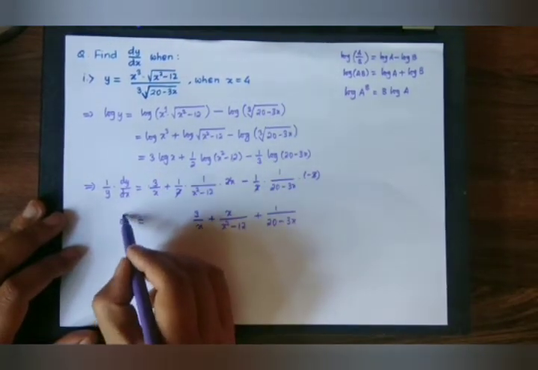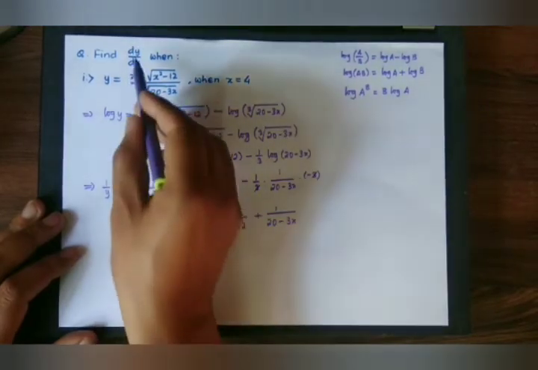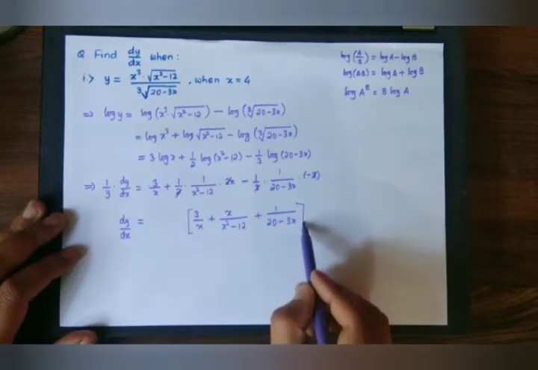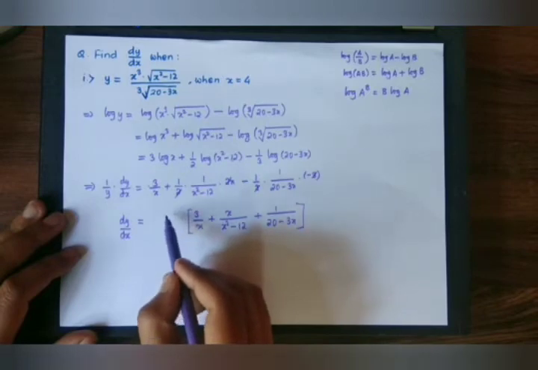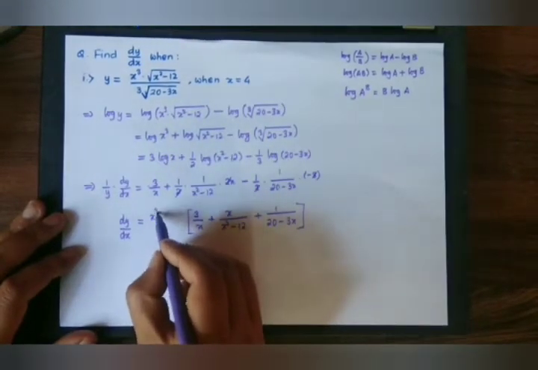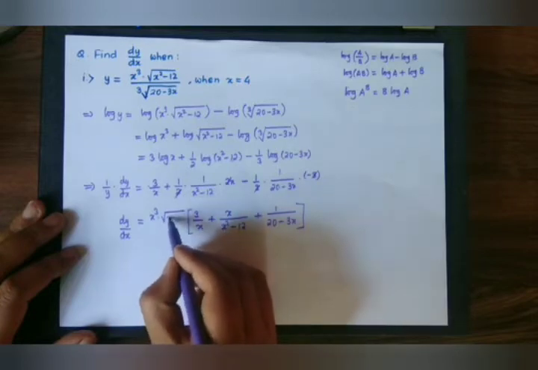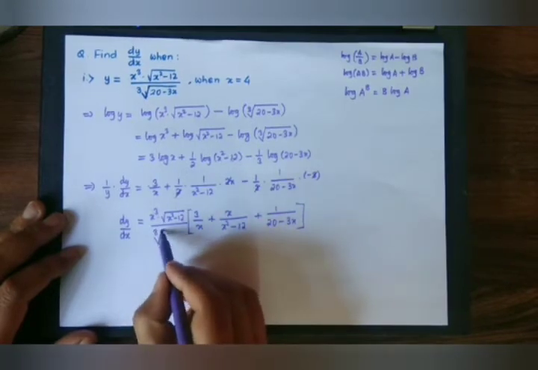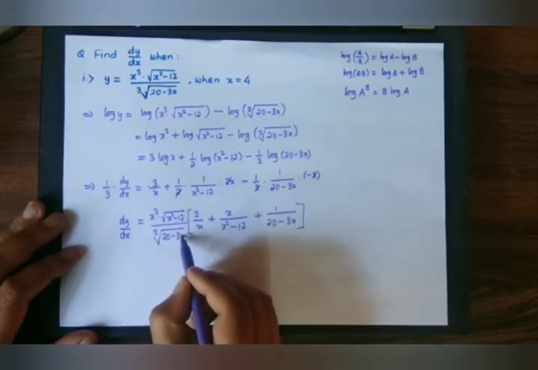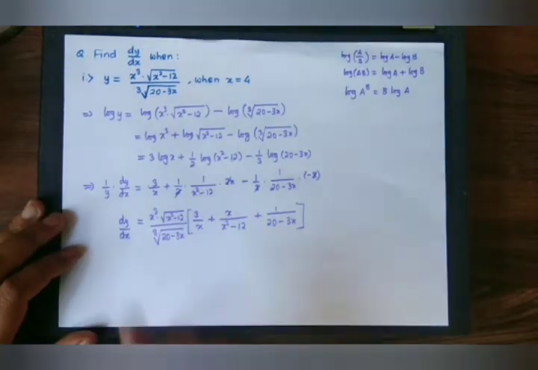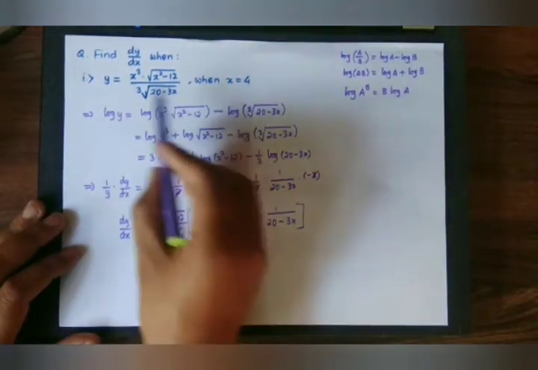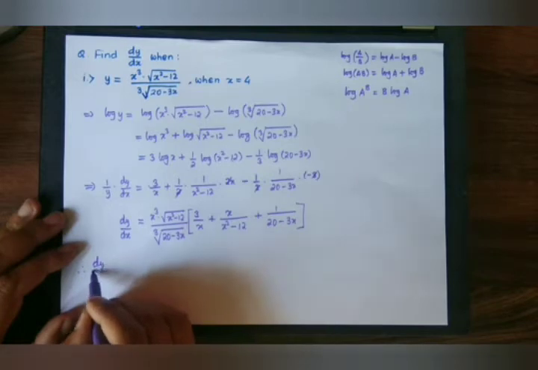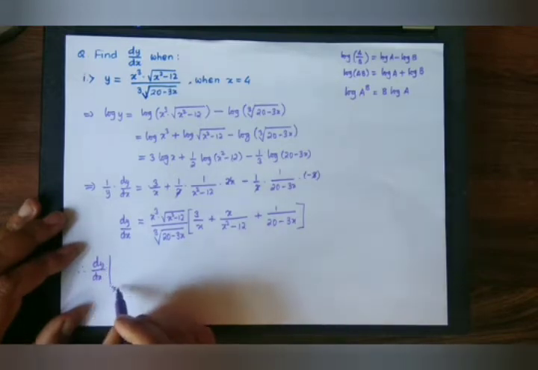Now if I keep only dy by dx out there, because my aim is to find dy by dx, I'll take this y to the other side. Whenever this comes to this side, it becomes y, right? And what is the value of y? That is x cube into root over x square minus 12 divided by cube root of 20 minus 3x. So this is the value of my dy by dx here. But the question says we need to find dy by dx when x is equals to 4. So therefore dy by dx when x is equals to 4.